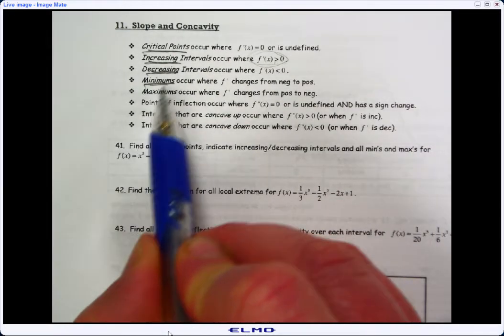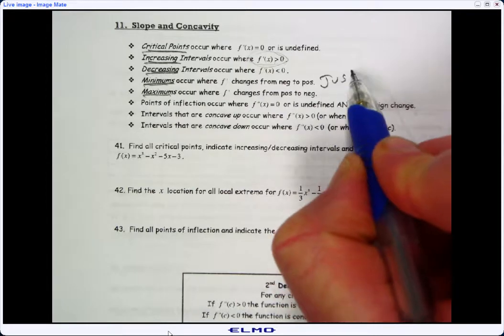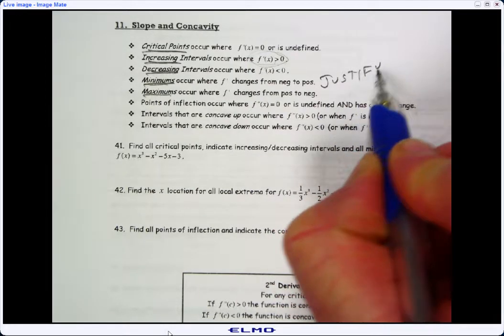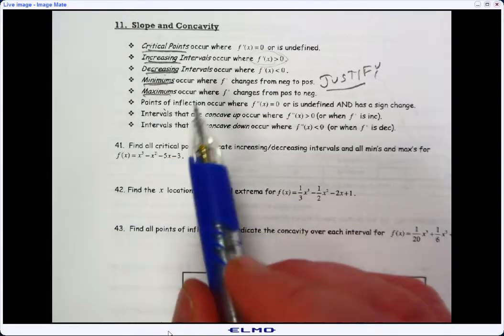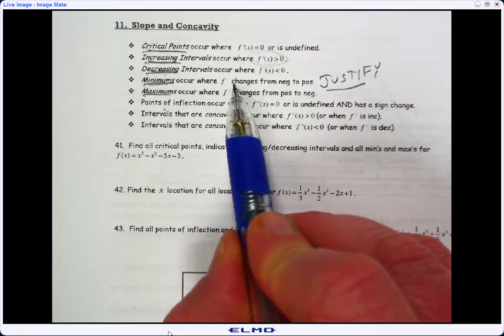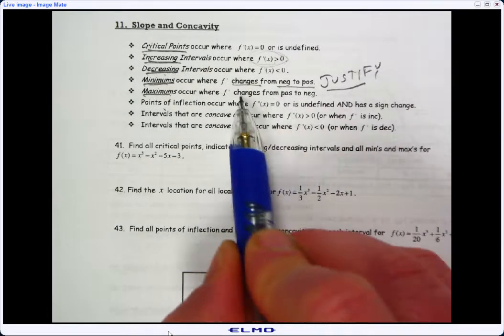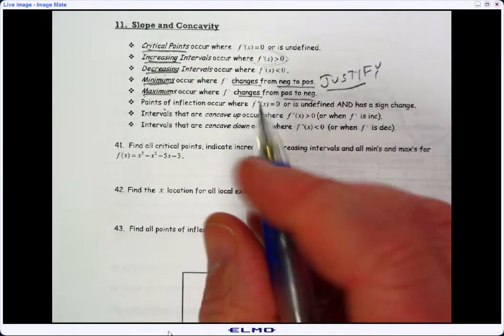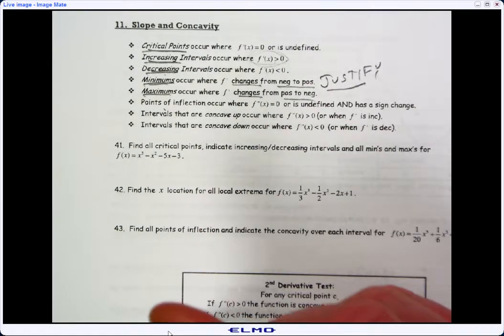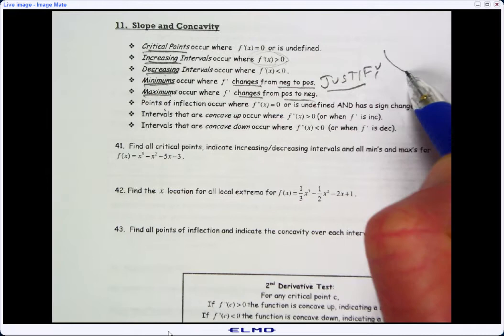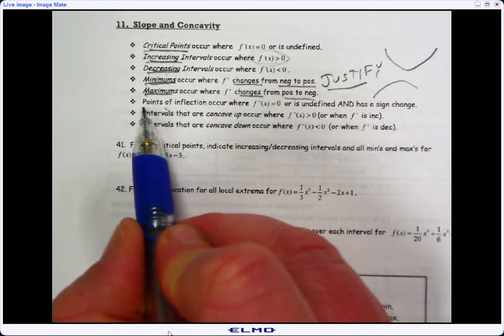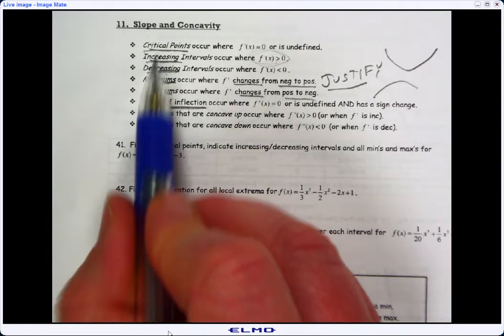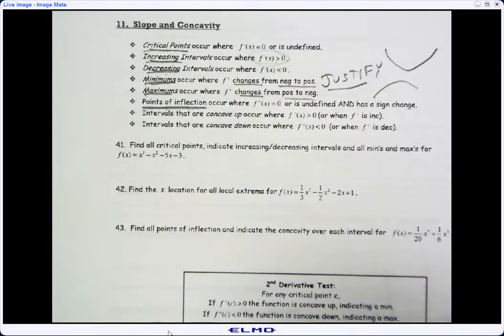Whenever it says justify, which is almost every time that you're not doing a multiple choice question, the way you justify maxes and mins is you just say where the slope changes. If you know what the slope is, you can talk about that, but basically minimums occur when the slope changes from negative to positive, maximum from positive to negative. Same with points of inflection. These are all critical terms underneath the slope and concavity section.